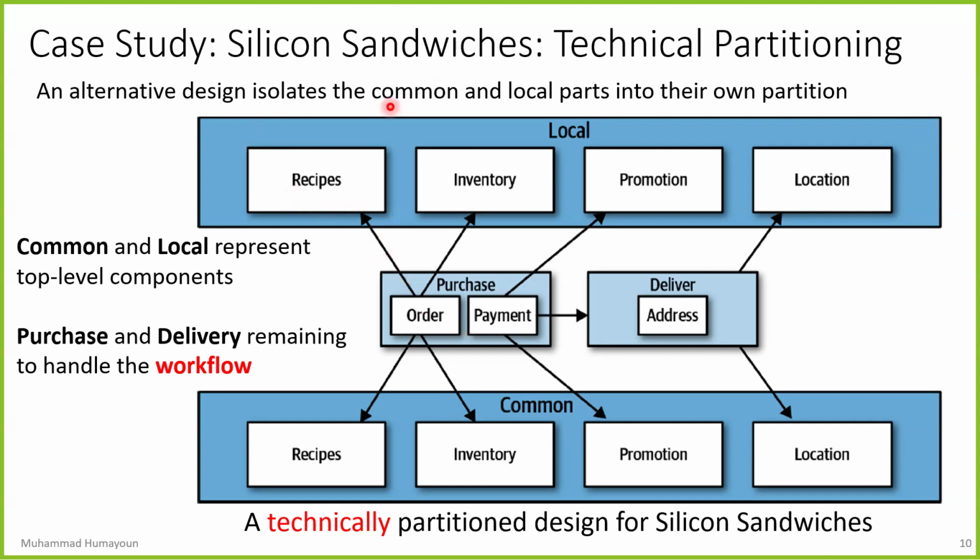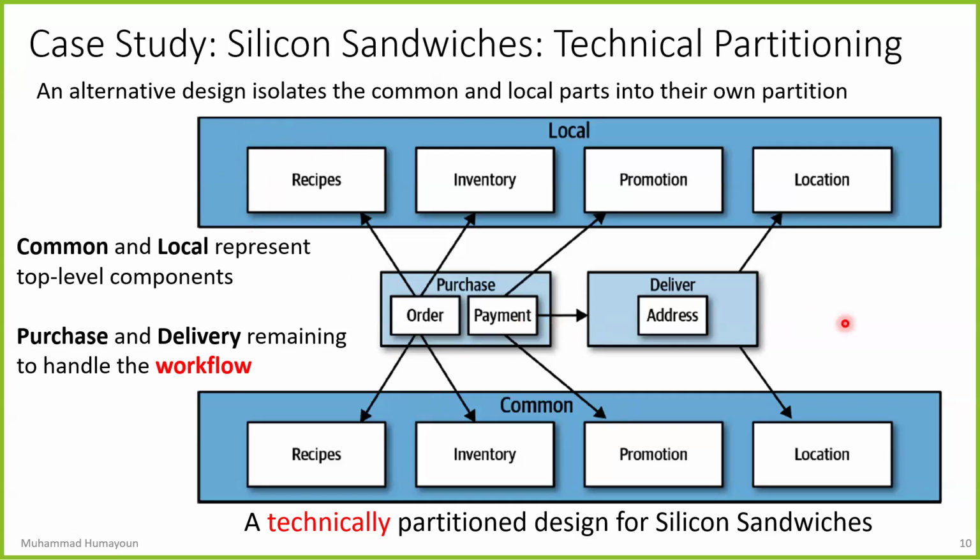So we have all the local concerns in one partition or layer, and then we have all the common concerns in one layer. Okay, and then we end up with a few things like purchase and deliver. We can't put them in local and we can't put them in common. You just put them in the middle, so these become independent layers of their own, because we can't put them here and we can't put them here. So now you end up with a partitioning.